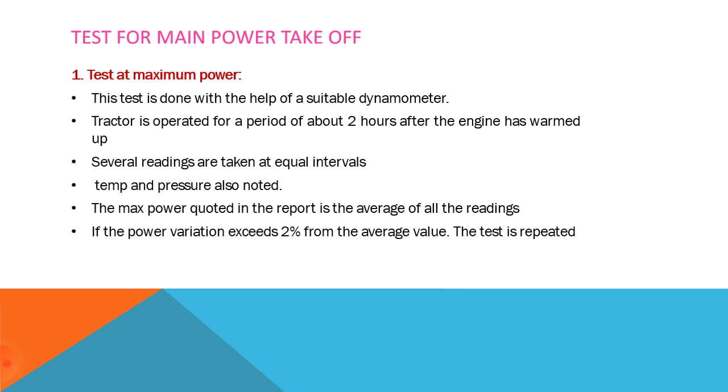If after repeating the test the value again varies by plus or minus 2% from the average value, then the system, either the PTO or the engine, has failed the test, and there is no need to go for any further test. We can send it back to the manufacturer, and this should be clearly mentioned in the test report. If it is within this 2% limit, then the test is passed. We don't need to repeat the test, and that should also be mentioned in the test report.